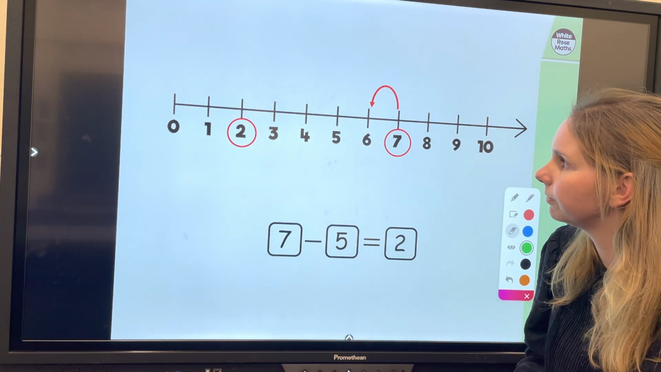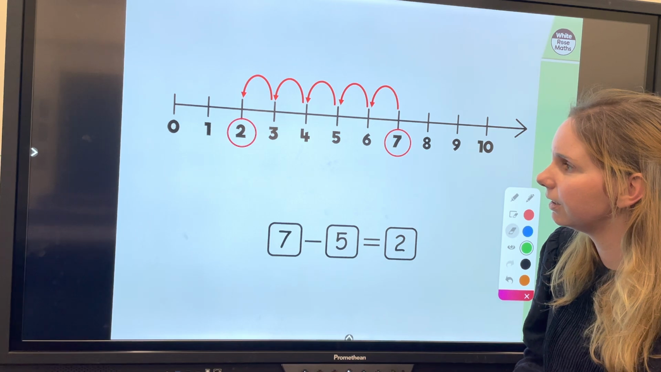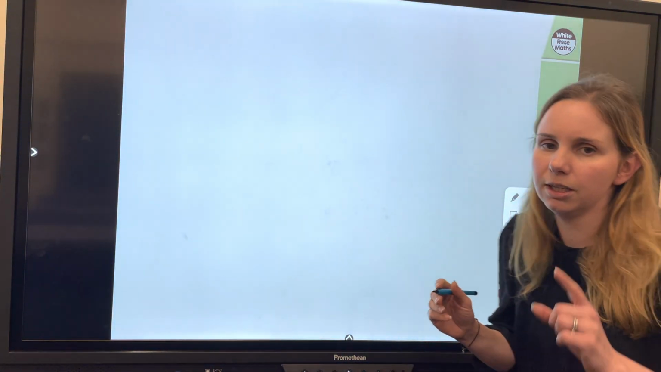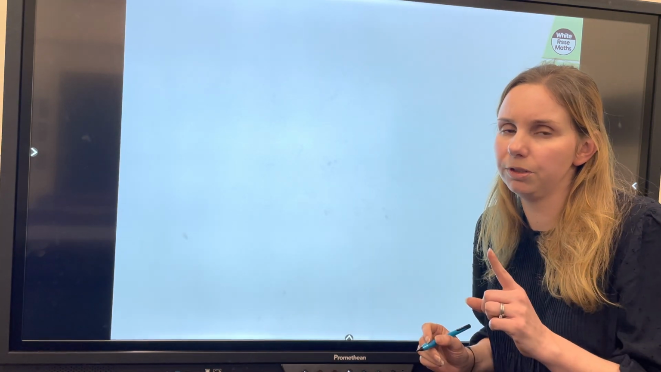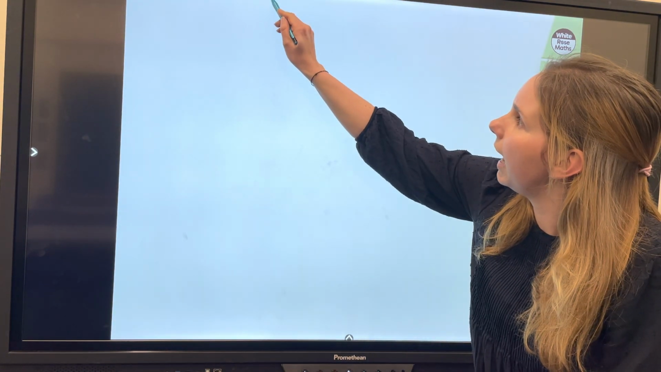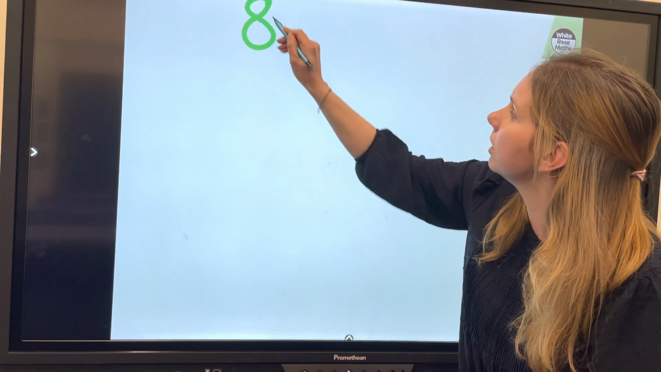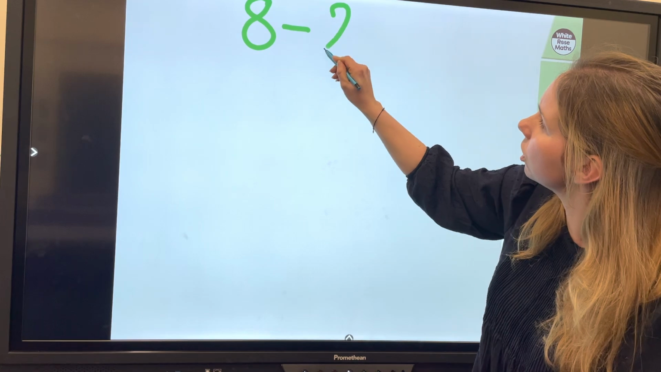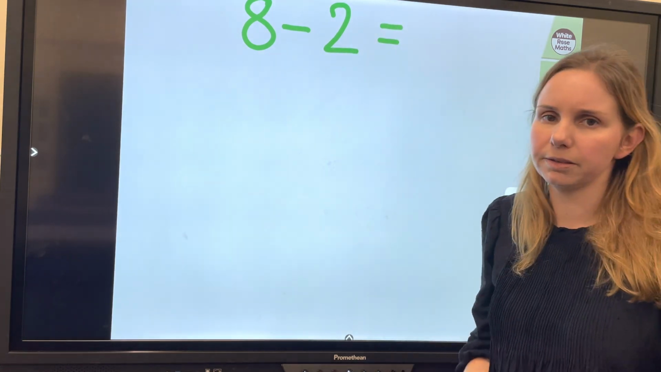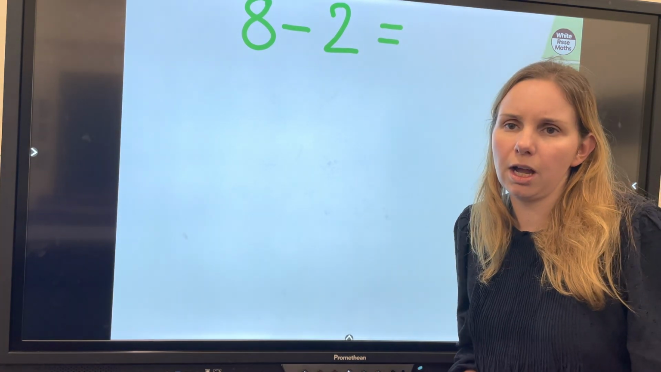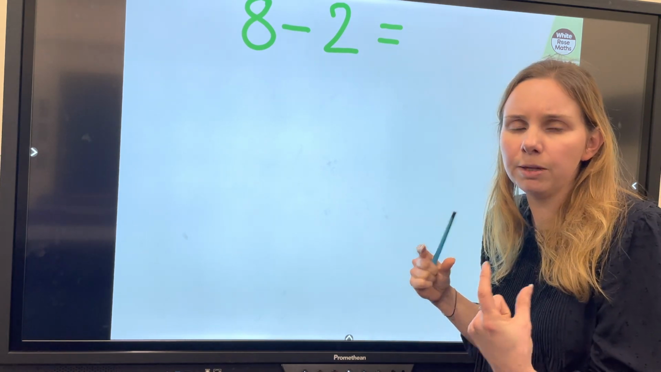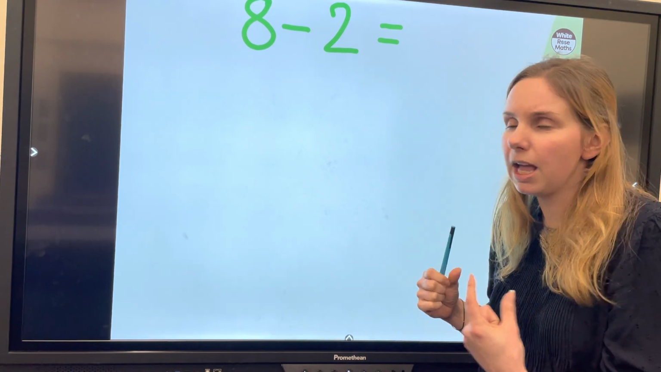There we go. We've gone backwards. Okay. Now, I'm going to give us just a couple more to check that we're understanding what we're doing. So if I had 8, I'm going to make my pen a little bit thicker so we can see it clearly. 8 subtract 2 equals. What am I going to do at home? If I've not got a number line at home to help me, which number am I going to write down first? I'm going to write 8.